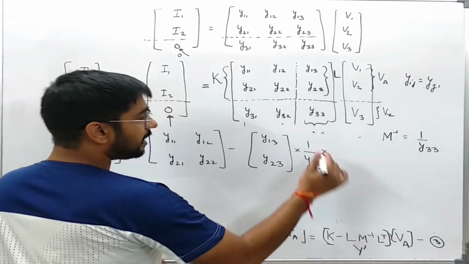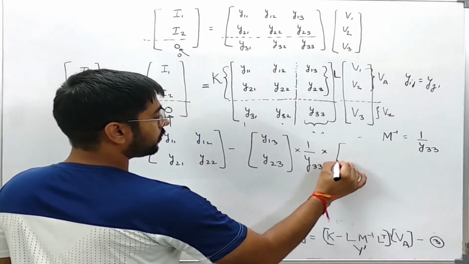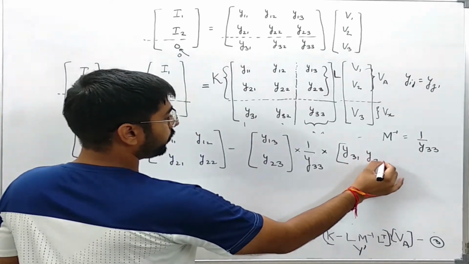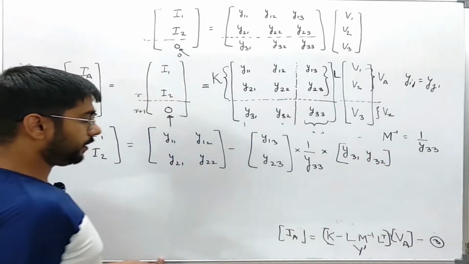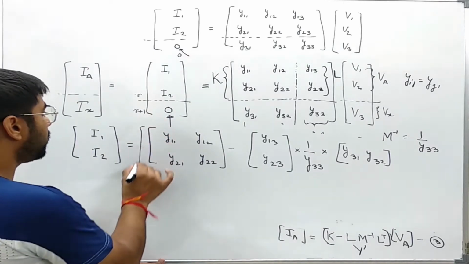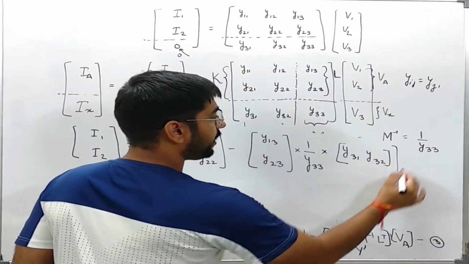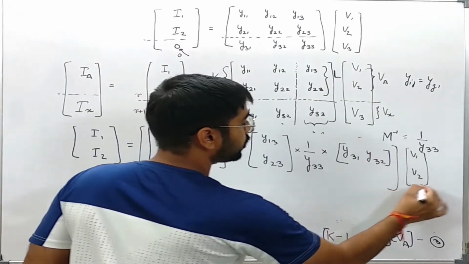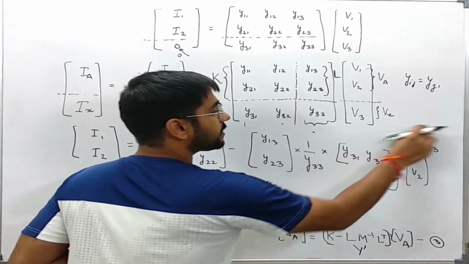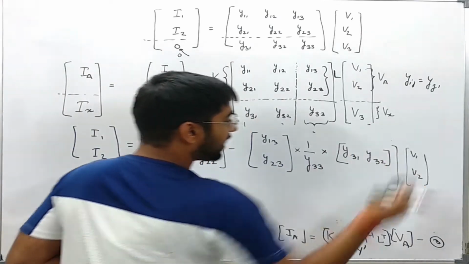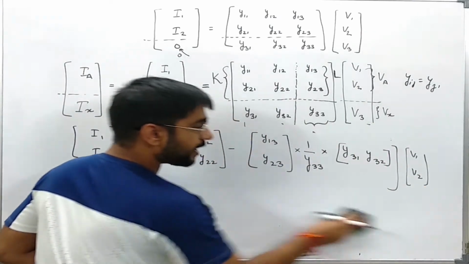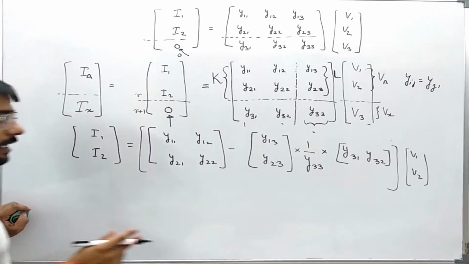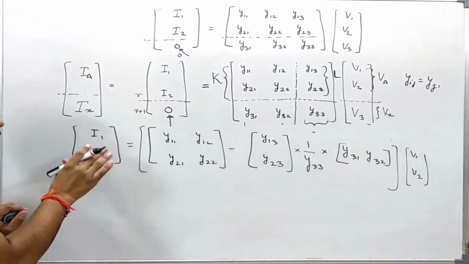And here comes L transpose, y31, y32. And this whole is multiplied by VA, which is nothing but V1, V2. So for our case, this matrix equation has become very easy. But you see that all the elements have got changed now.